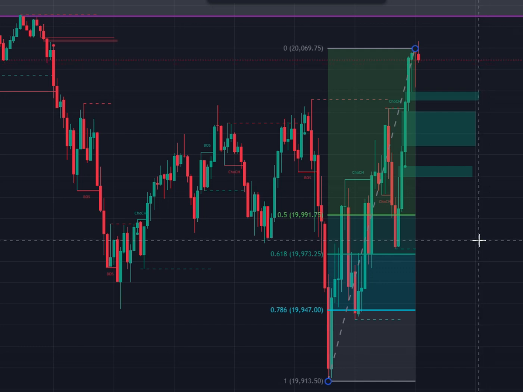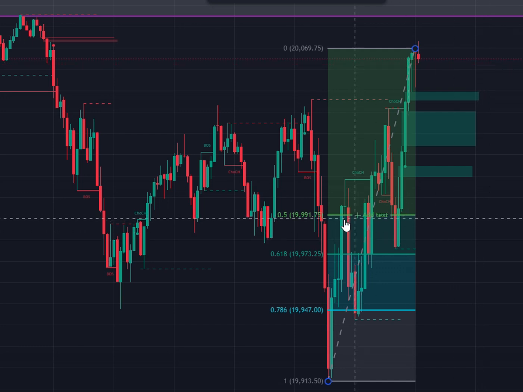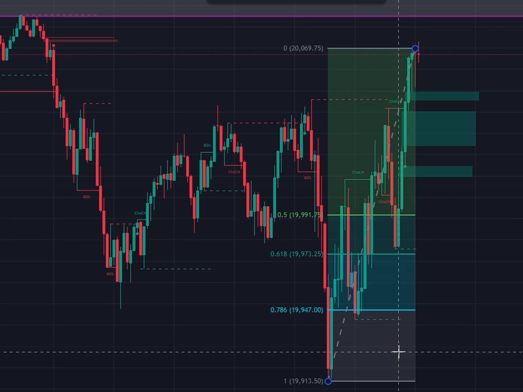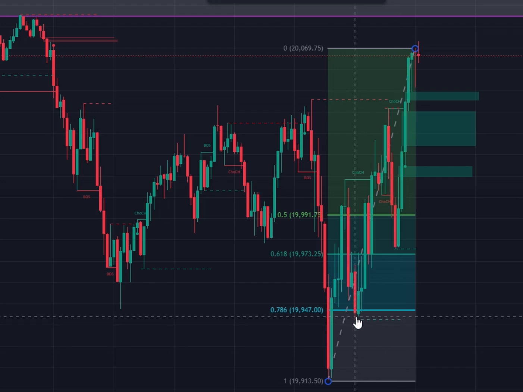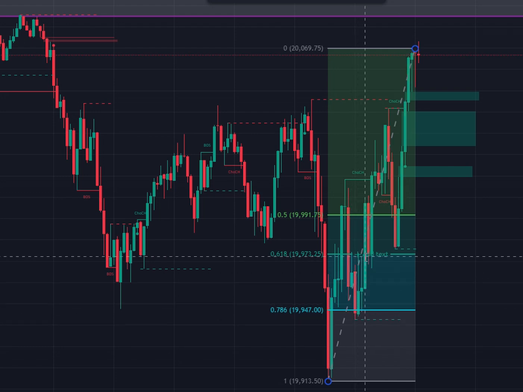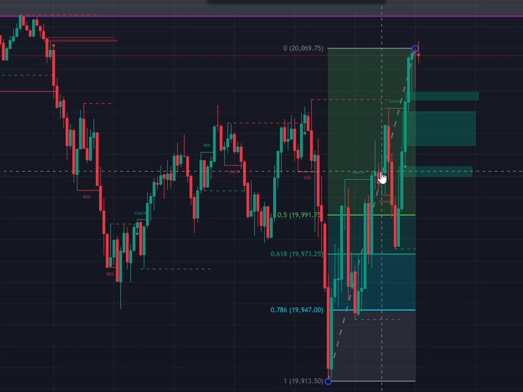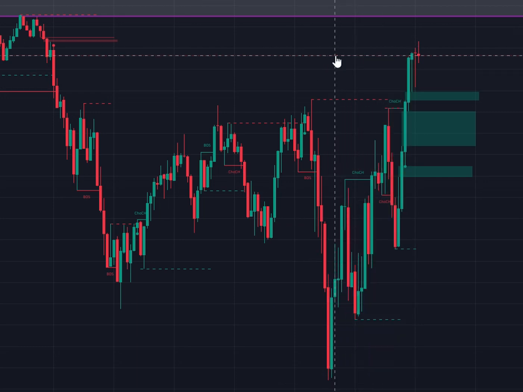The 50% mark here would be the line you would look at. Below it is the discount, and above it is the premium. So you'd be a buyer in the discount below the 50% and a seller above it. And just get rid of that for a second.